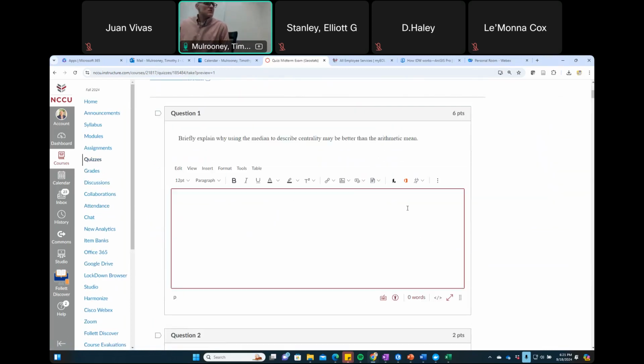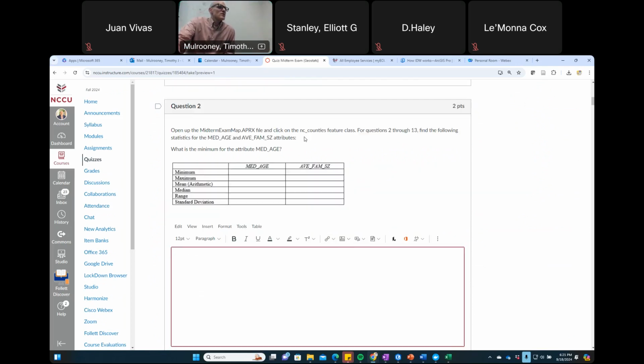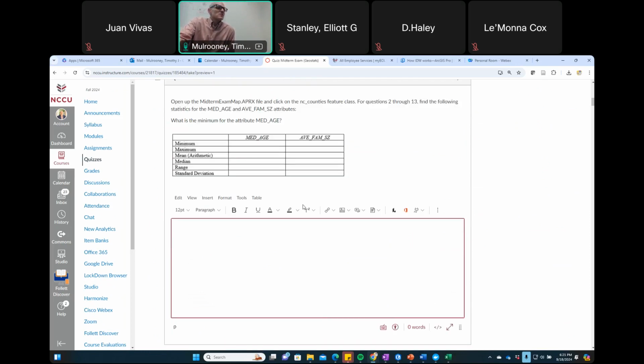Why is using the median to describe centrality better than the mean? Like, what are some things? We've talked about these before. You see this table here. We've got an APRX table for counties. For questions 2 through 13, answer the statistics for median age and average family size. And so we have median age, min, max, mean, median, range, standard deviation. Do we know how to get those from one of the columns? I hope so. Right mouse click, statistics. We've got everything right there because you're going to need that mean in order to calculate the z-score. Okay, so you'll need that mean in order to calculate the z-score.